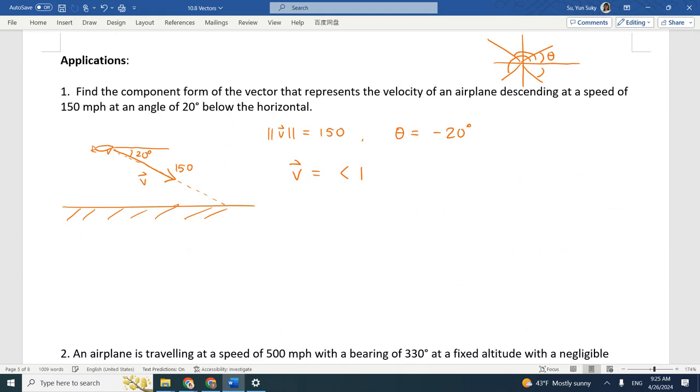Okay, component form is magnitude of V cosine theta, magnitude of V sine theta. So 150 times cosine of negative 20 degrees, 150 times sine of negative 20 degrees. Yeah, we plug in the numbers, okay? So what is your answer? Give me 4 decimal places. What's 150 times cosine negative 20 degrees?